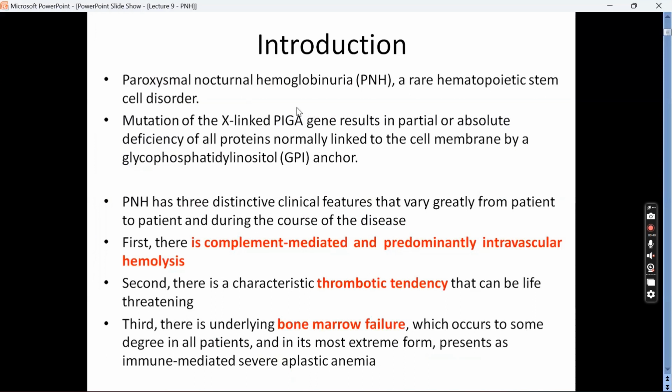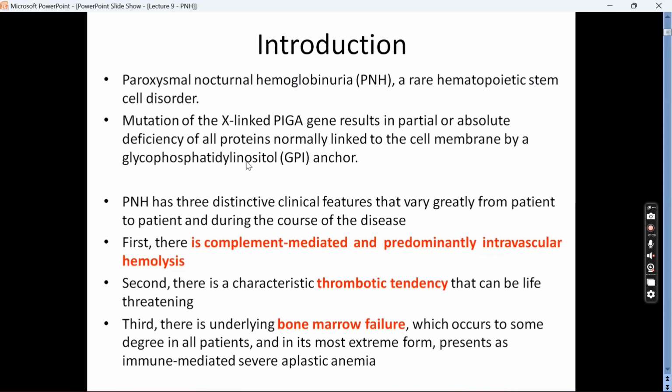Now when this gene gets mutated, in normal conditions, this PIGA gene will encode for an anchor protein called glycophosphatidylinositol, that is called GPI. So in normal conditions, this PIGA gene located in the X chromosome will encode for the GPI protein. The function of this GPI is that it acts as an anchor to hold some of the cell surface proteins to the cell membrane.